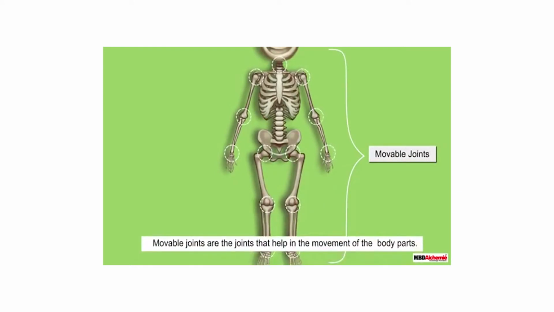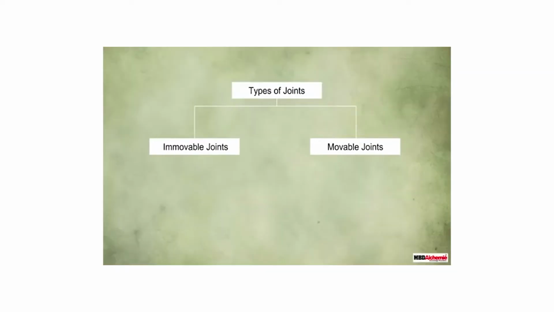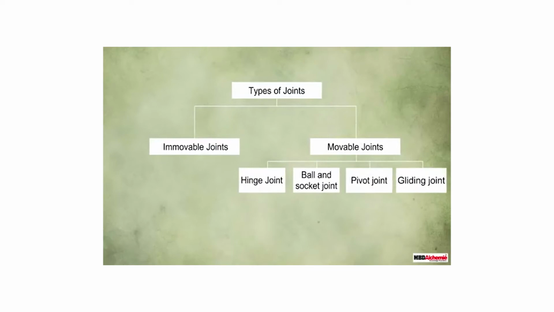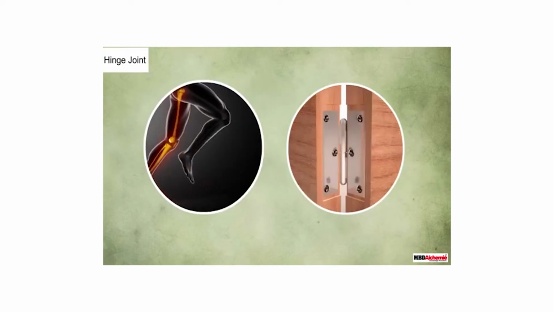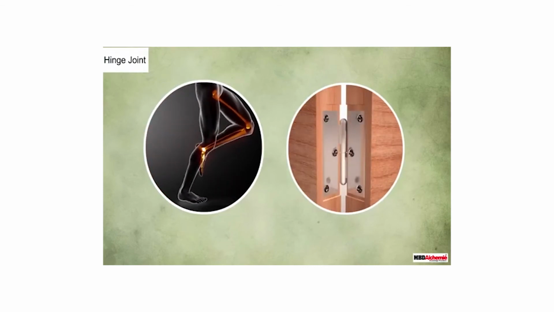Movable joints are the joints that help in the movement of the body parts. Movable joints are further of 4 different types. They are hinge joint, ball and socket joint, pivot joint, and gliding joint. Let us learn about these joints one by one. Let us first learn about the hinge joint. A hinge joint is very similar to a door hinge.